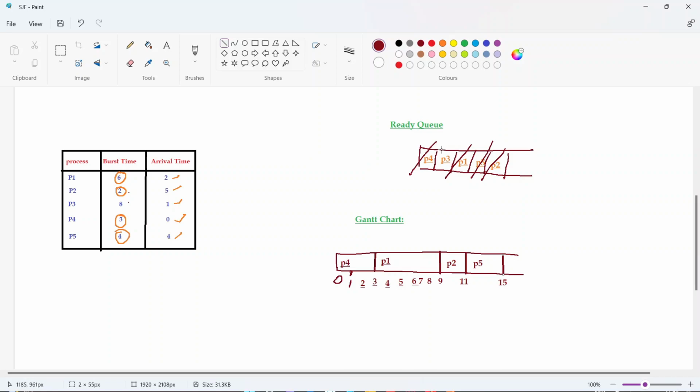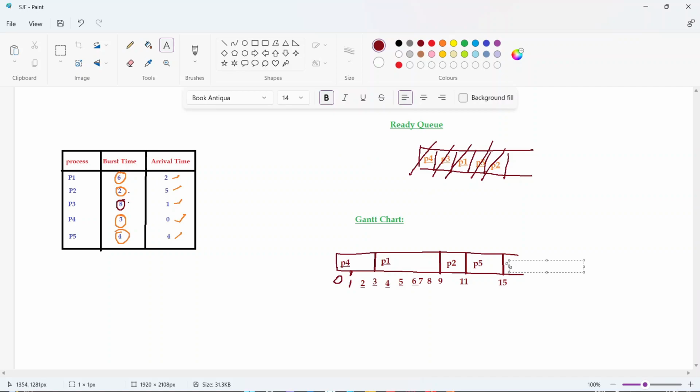Now the only process that is available in the ready queue is P3. So let us select P3. Okay, so P3 only is left. So we will select P3 first. And then that has to be added to the Gantt chart. P3. How many seconds? 8 seconds. So 15 plus 8 is 23.